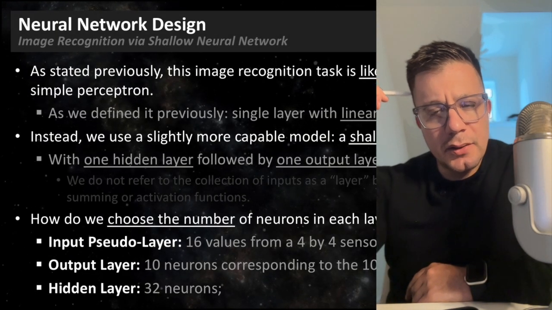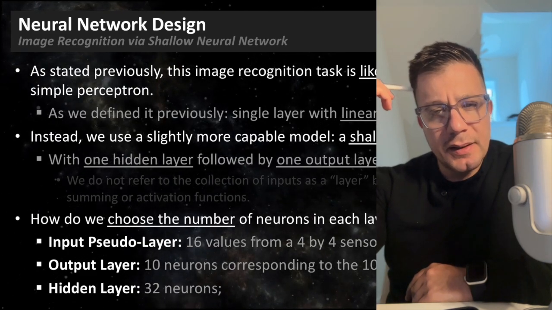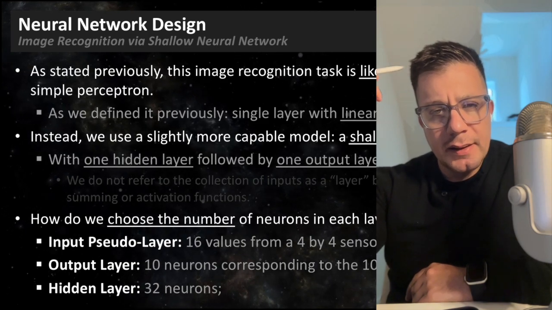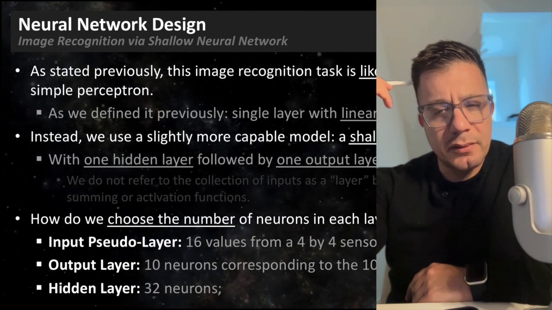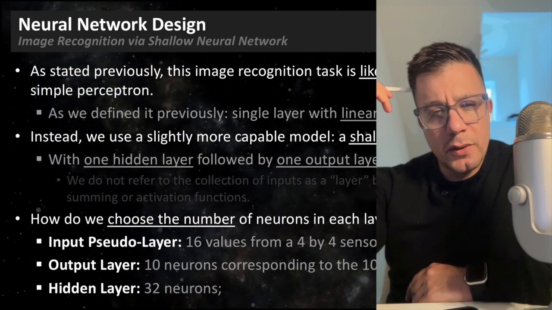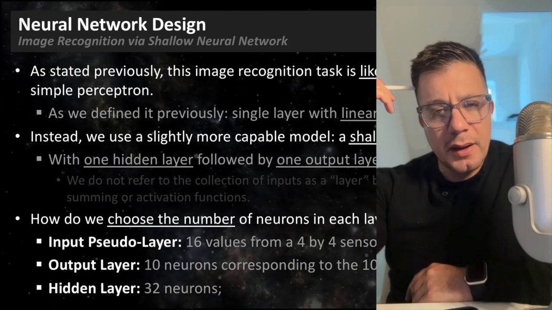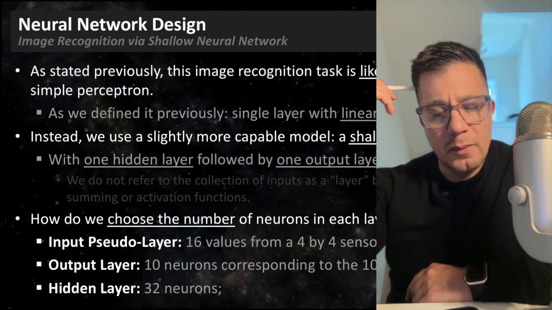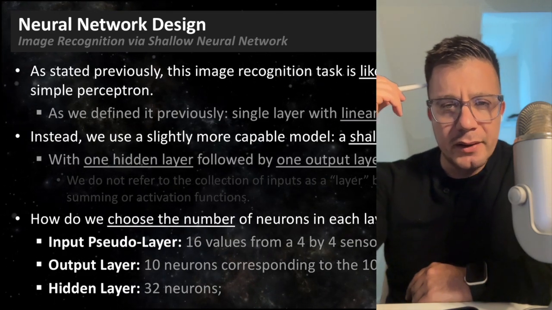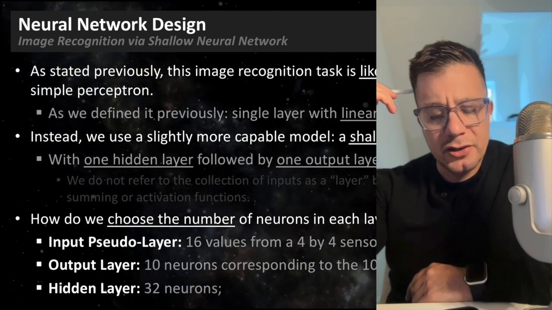Next, let's discuss the neural network design or the neural network architecture. As stated previously, this image recognition problem is probably too complex for a simple perceptron, at least the way that we defined it previously with a single output layer and an assumed linear activation function. Instead, we're going to use a slightly more complex model, a shallow neural network, one with a single hidden layer and single output layer. Now normally we don't refer to the inputs as a layer because they're simply values and they don't have a summing operator that's applied or an activation function.